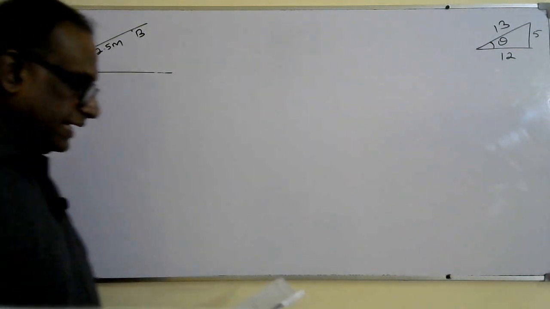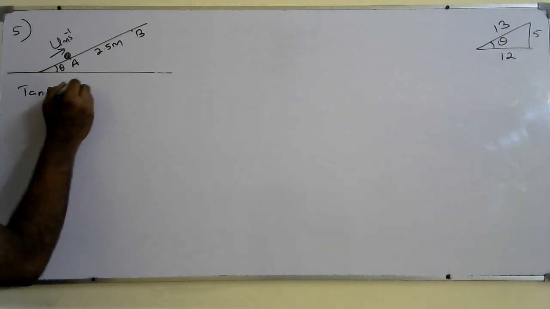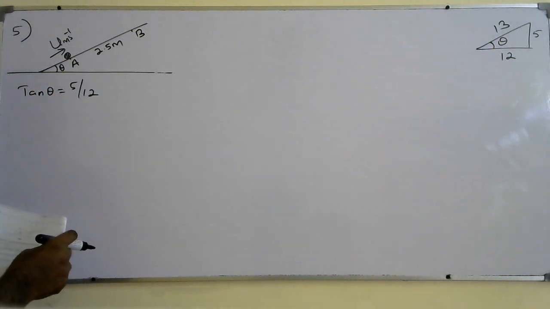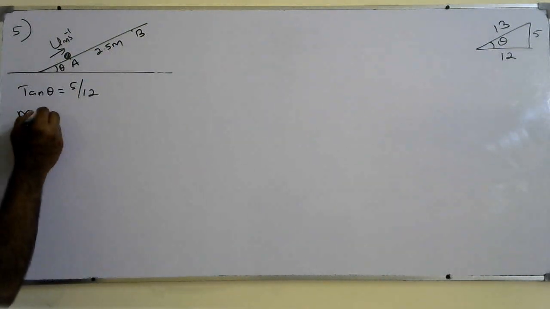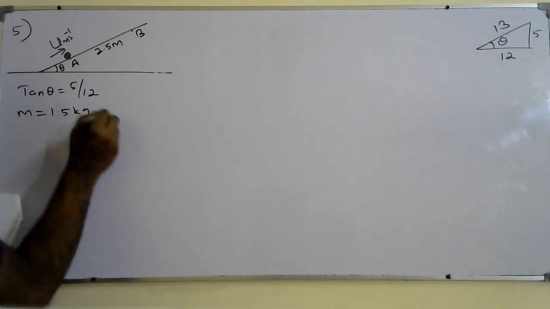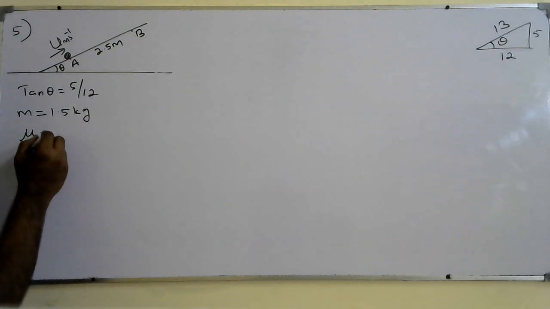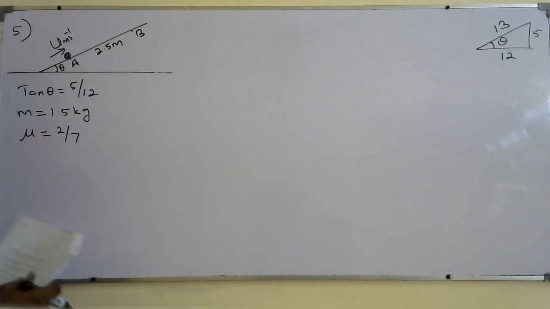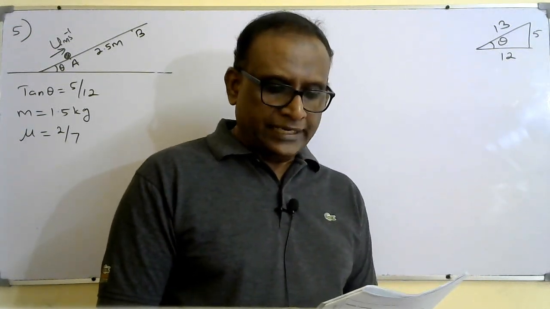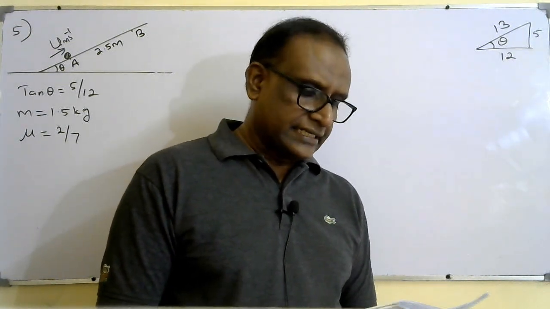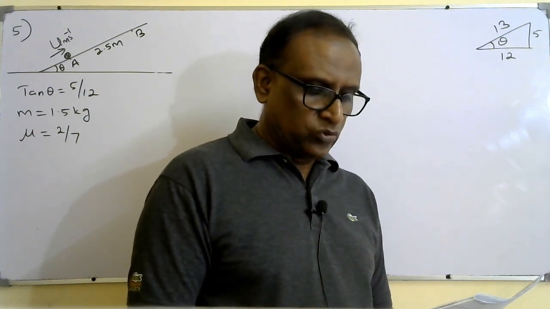In this question, they are giving tan theta 5 by 12. Then AB is 2.5 meters, mass is 1.5 kilogram, coefficient of friction 2 by 7. The package is modeled as a particle, projected at u meter per second, and first comes to instantaneous rest at B. Find the work done against friction as the package moves from A to B.